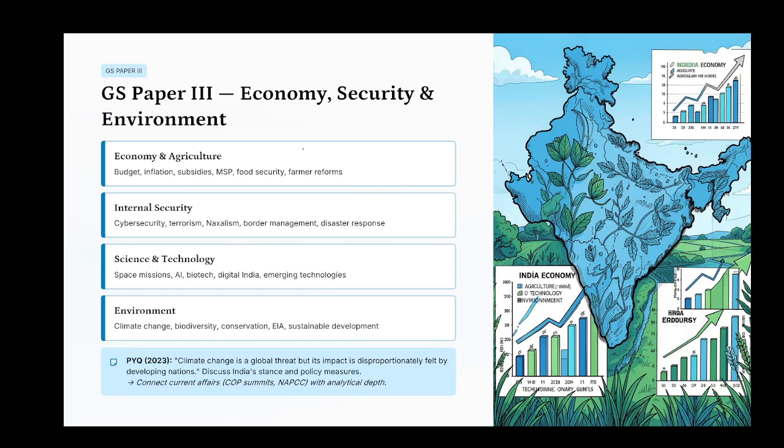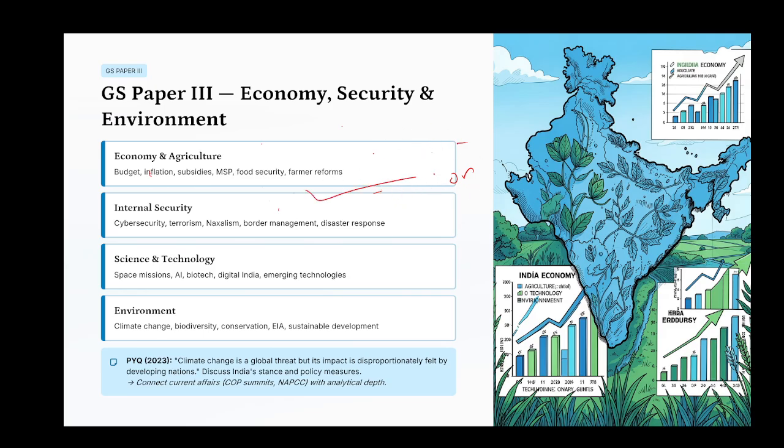Next paper is economy, security and environment. So in economy, what we discuss is direct and indirect taxation, budget, inflation, subsidies, agriculture and food security, and farmer reforms.